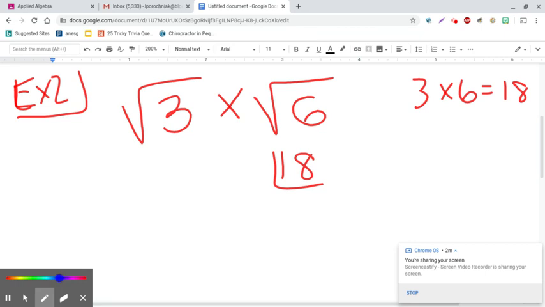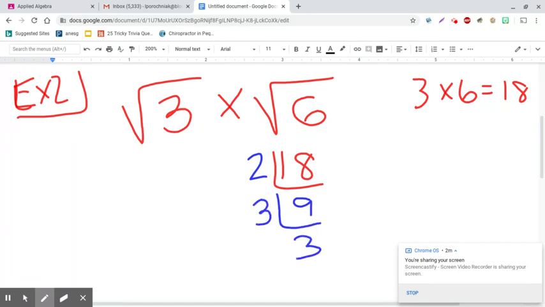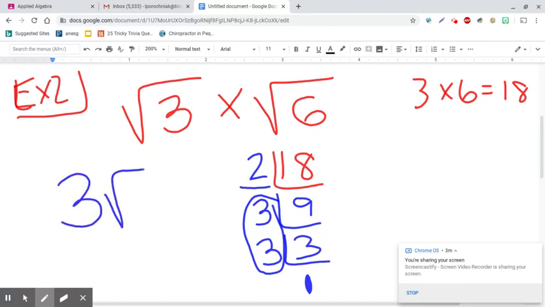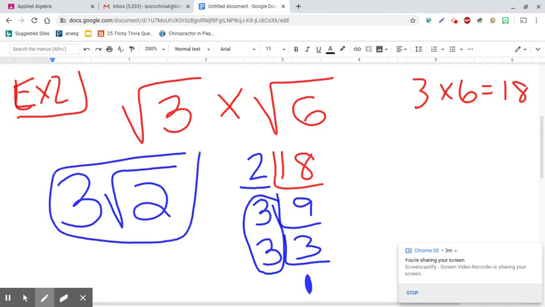All right, well, what goes into 18? It's even, so I like to use 2, which gives me 9. Only thing that goes into 9 is 3, which gives me 3. Only thing that goes into 3 is 3, which gives me 1. Since we got our 1, we're done. This is our match. This stays in, so our answer is 3 radical 2. Not bad, right? Because we already have these prior skills, hopefully this is a week that's a little bit easier.